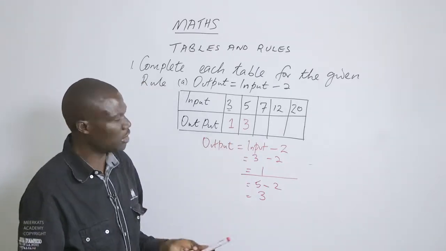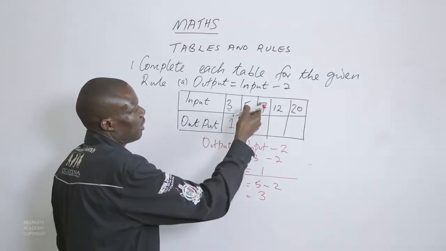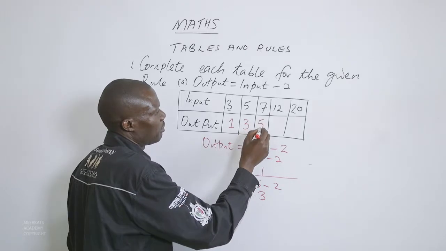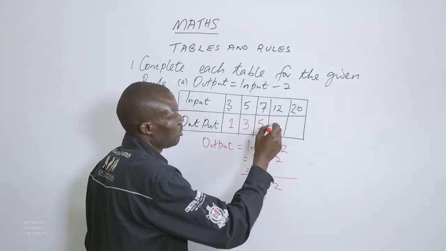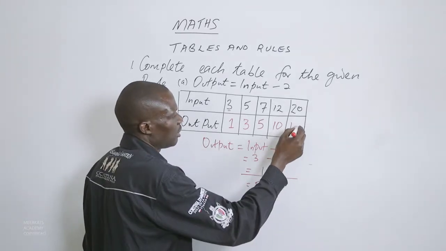And so on. The rest we can do offhand, mentally. 7 minus 2 is 5. 12 minus 2 is 10. And 20 minus 2 is 18.